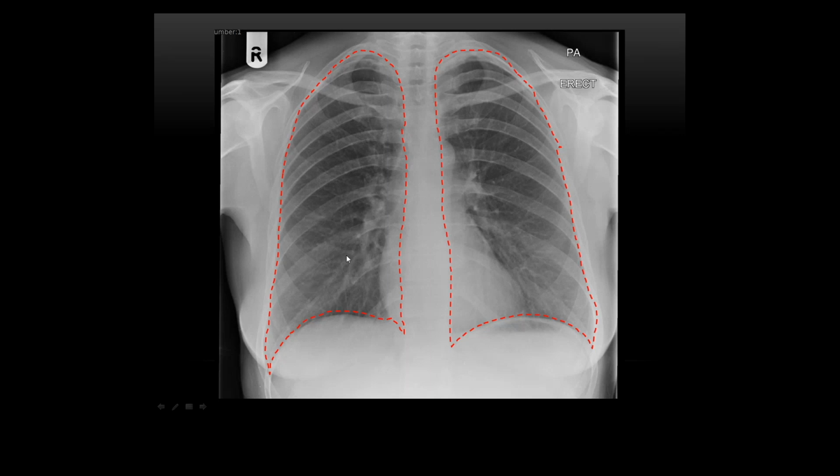But looking at the lungs and determining what's going on in the lungs, we'll touch a little bit later on when we come to the alveolar, interstitial disease and everything else.